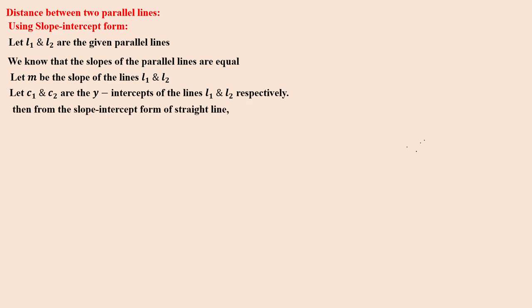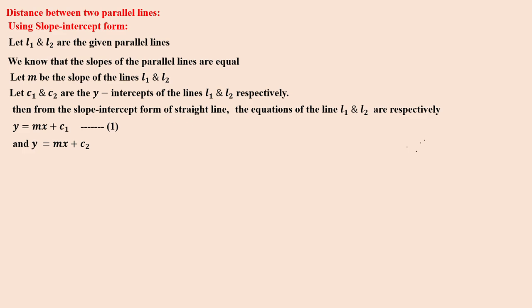Then from the slope intercept form of a straight line, the equations of the lines L1 and L2 are respectively y is equal to mx plus c1. This is the L1 equation, and that is equation number 1, and y is equal to mx plus c2. This is the line L2 equation, that is equation number 2.